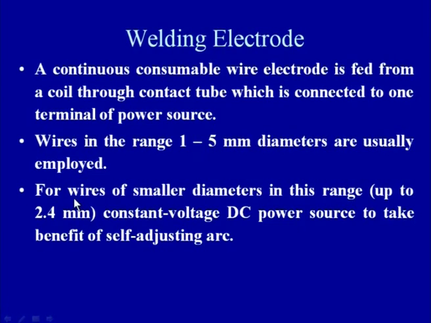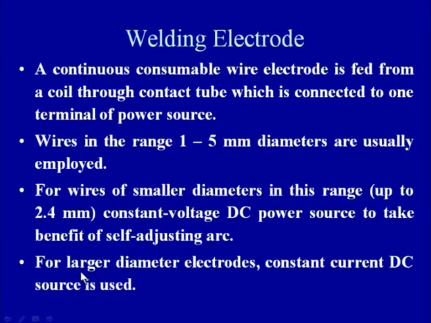So, for wires of smaller diameter, in the range up to 2.4 mm, a constant voltage DC power supply is used to take advantage of the self regulating arc. So, with the help of a constant voltage power source and a constant speed feed drive system, we can take advantage of the self regulating arc that will help us in maintaining the arc length without much fluctuation.